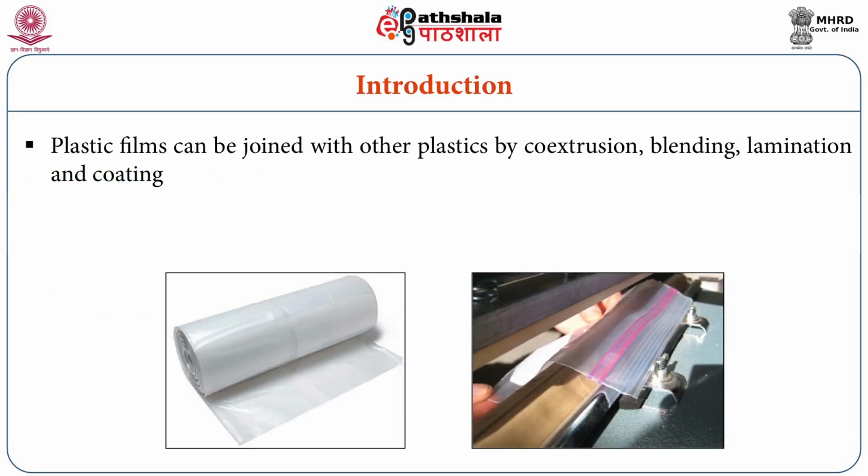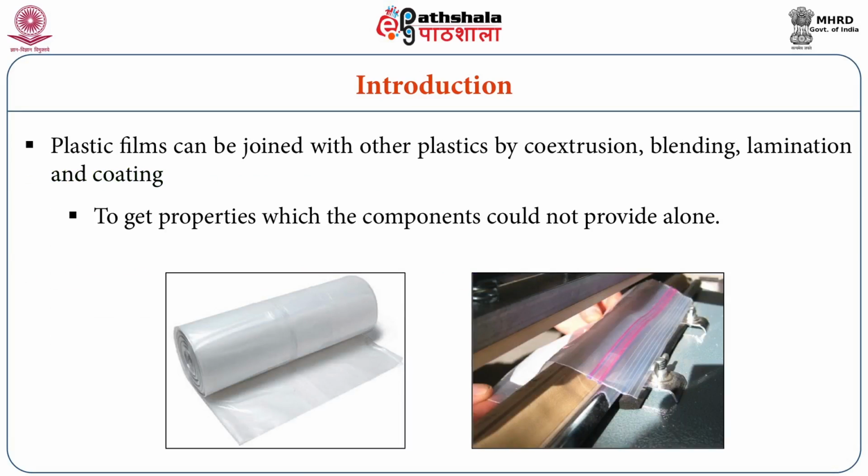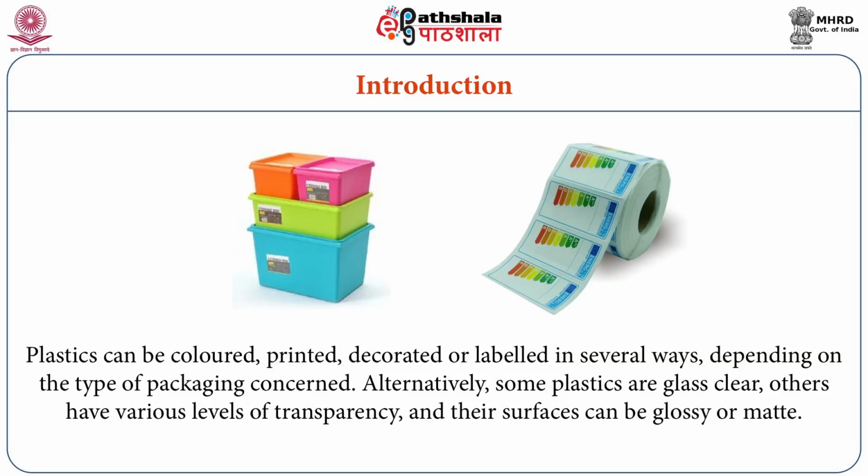Plastic films can be joined with other plastics by co-extrusion, blending, lamination, and coating to get properties which components could not provide alone. Plastics can be colored, printed, decorated, or labeled in several ways, depending on the type of packaging concerned. Some plastics are glass clear, others have various levels of transparency, and their surfaces can be glossy or have a matte finish.